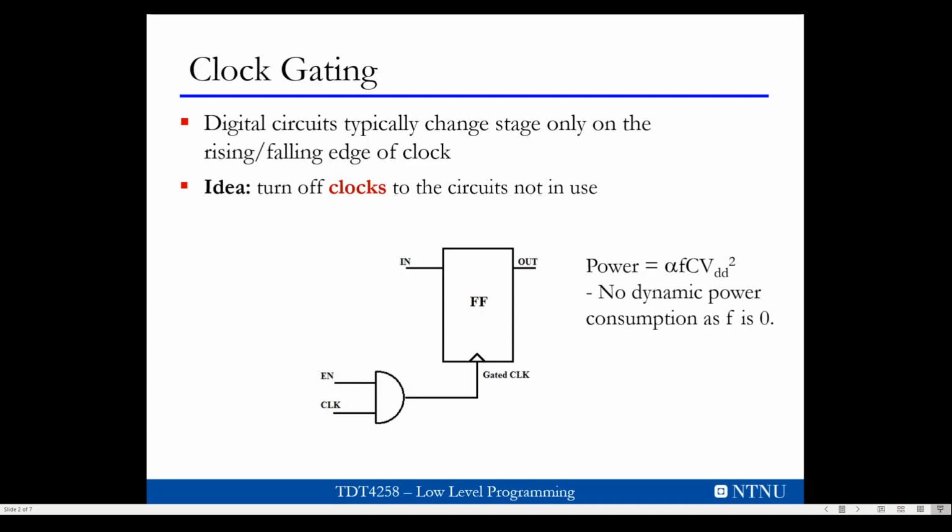How about static power? Does it reduce the static power as well or not? Just take a moment and think about it. Well, static power is independent of the frequency. As long as your circuit is connected to the power supply, there will be leakage and there will be static power consumption.